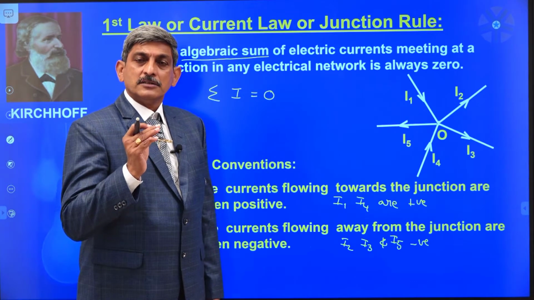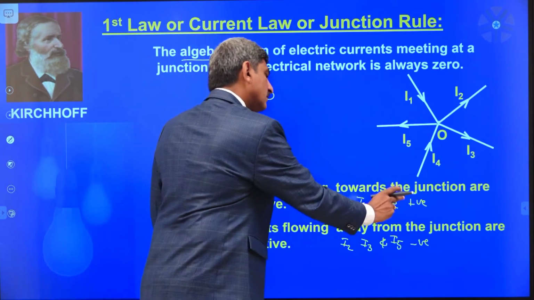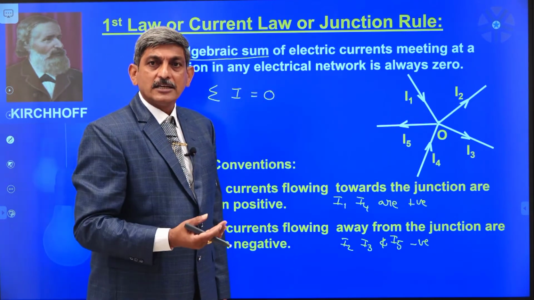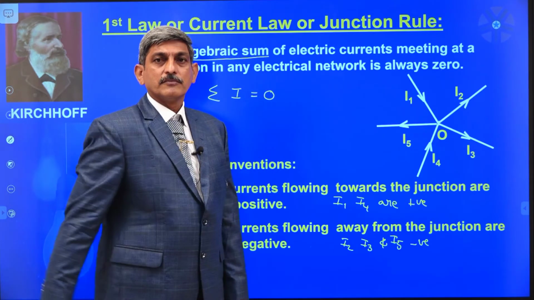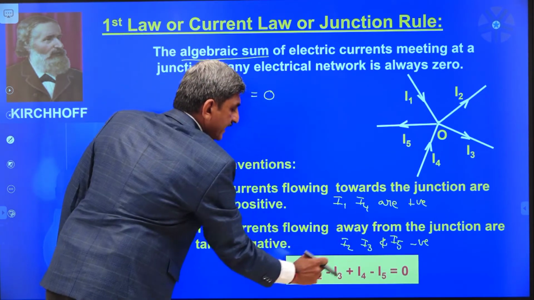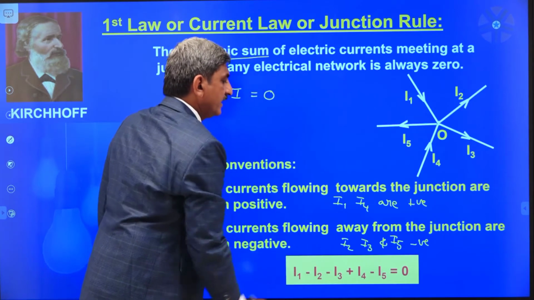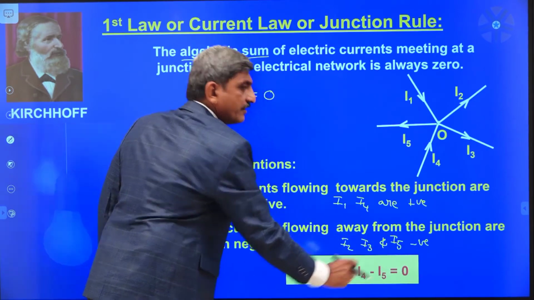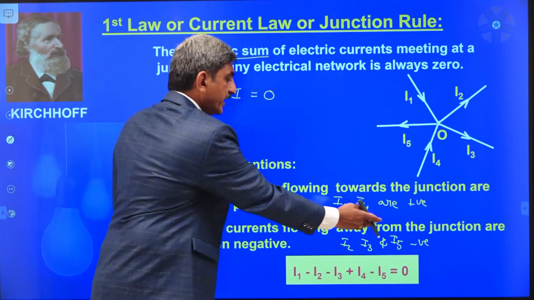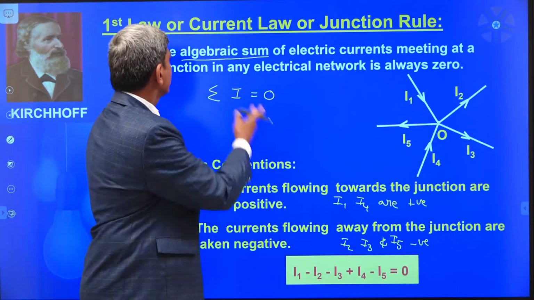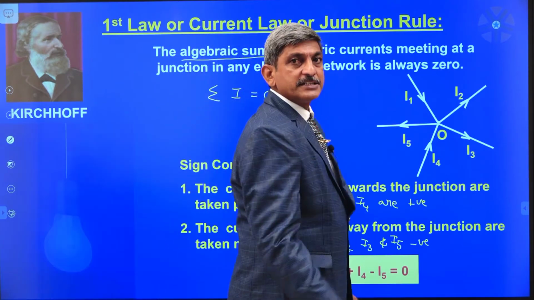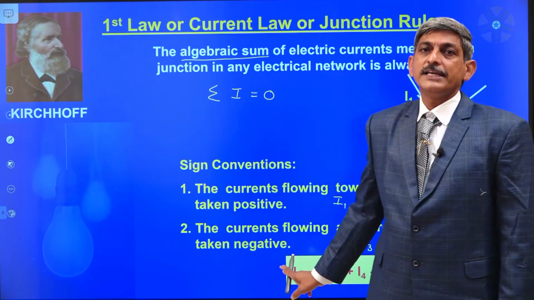Take the currents with a positive sign and with a negative sign in a proper way, add them and then equate to 0. Then the mathematical equation becomes I1 minus I2 minus I3 plus I4 minus I5 is equal to 0. It means here 2 currents are taken as positive, 3 currents are taken as negative in the summation. This kind of summation is called the algebraic sum. The algebraic sum of the currents meeting at a junction is always equal to 0 in any electrical network.